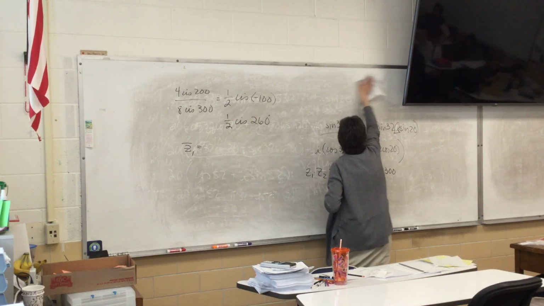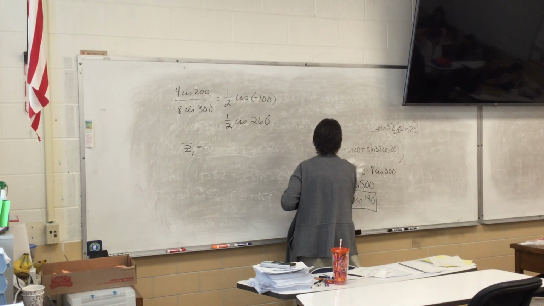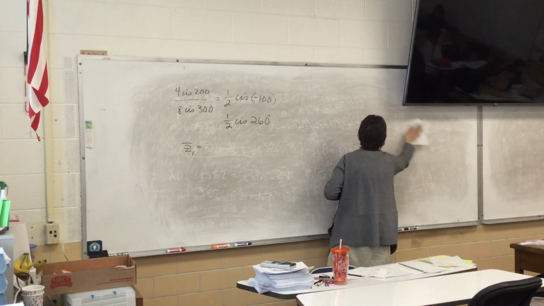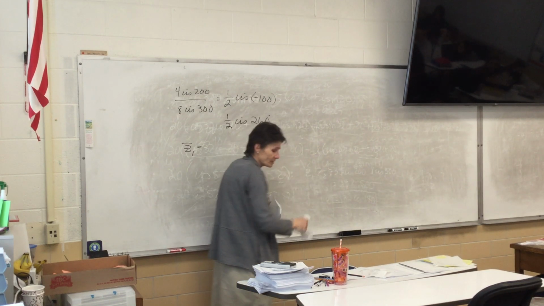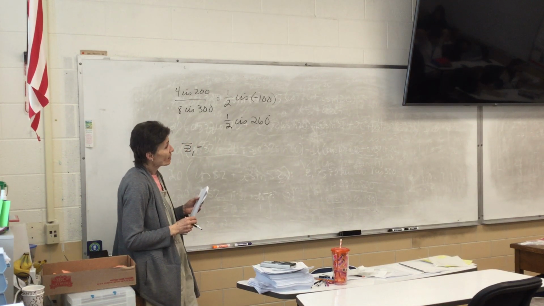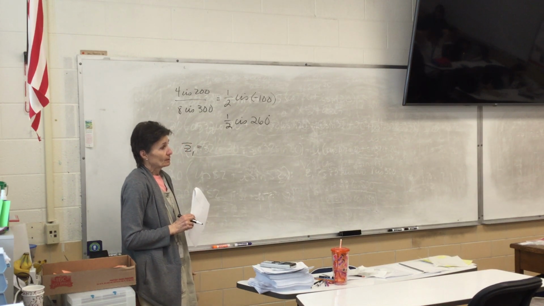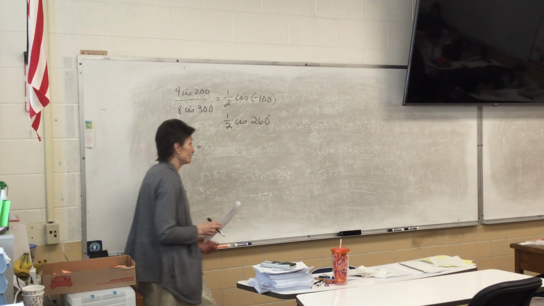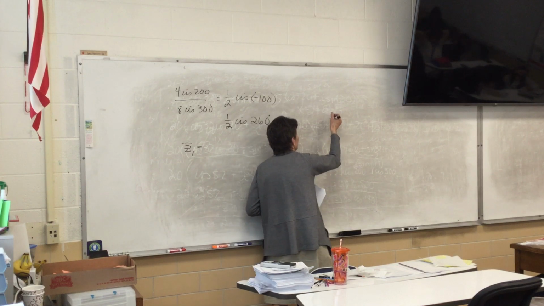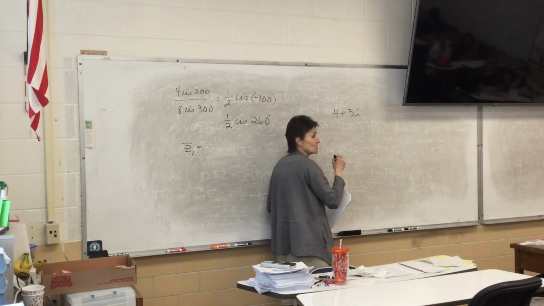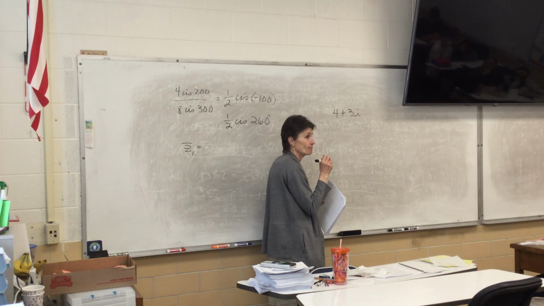Z with a bar over it means the conjugate. This is the notation for the conjugate. Remember, these are complex numbers. They're going to have conjugates. Let's review what that means for a second. If I have a number like 4 plus 3i, what's the conjugate of 4 plus 3i?